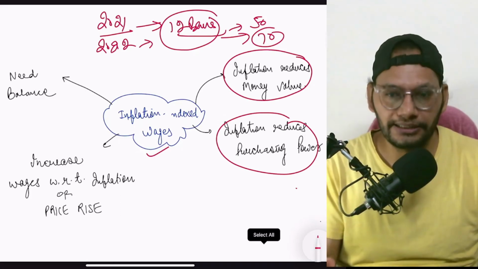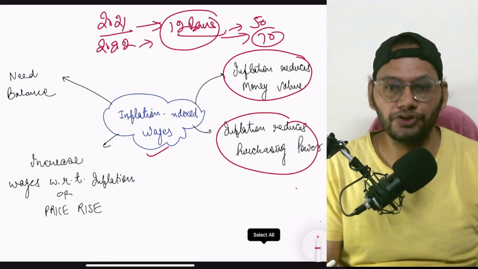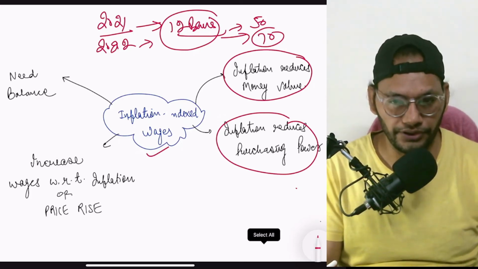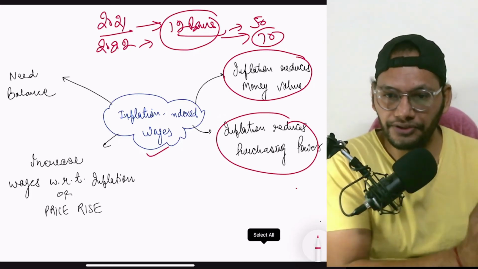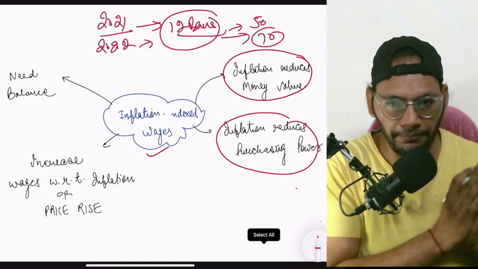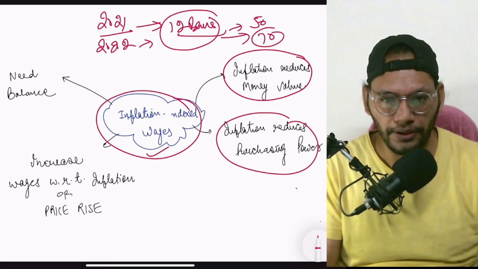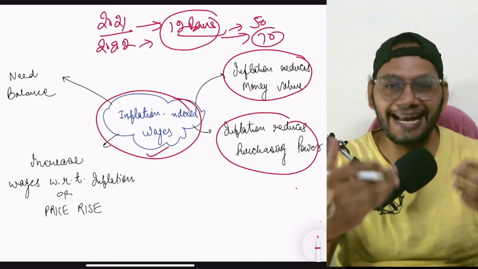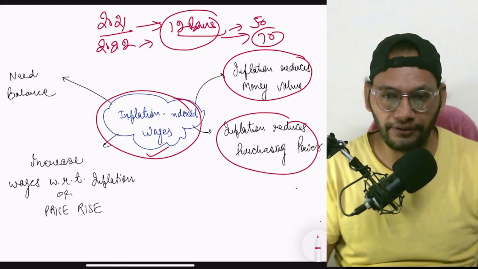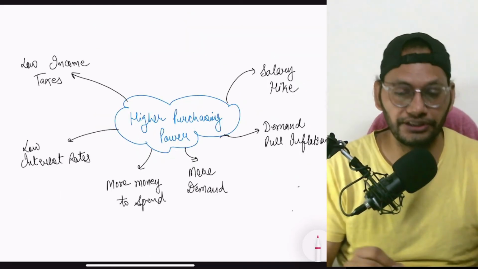So how to balance it? If only price is rising and your salary is not rising, it means you are going to feel a lot of pressure because of inflation. But if your salary increases according to the prices, it means you are not going to feel any negative impact of the inflation. This is how inflation indexed wages works. So if your wages, your salary is increasing according to the inflation, you are not going to feel any negative impact because of the inflation. This is how things work.